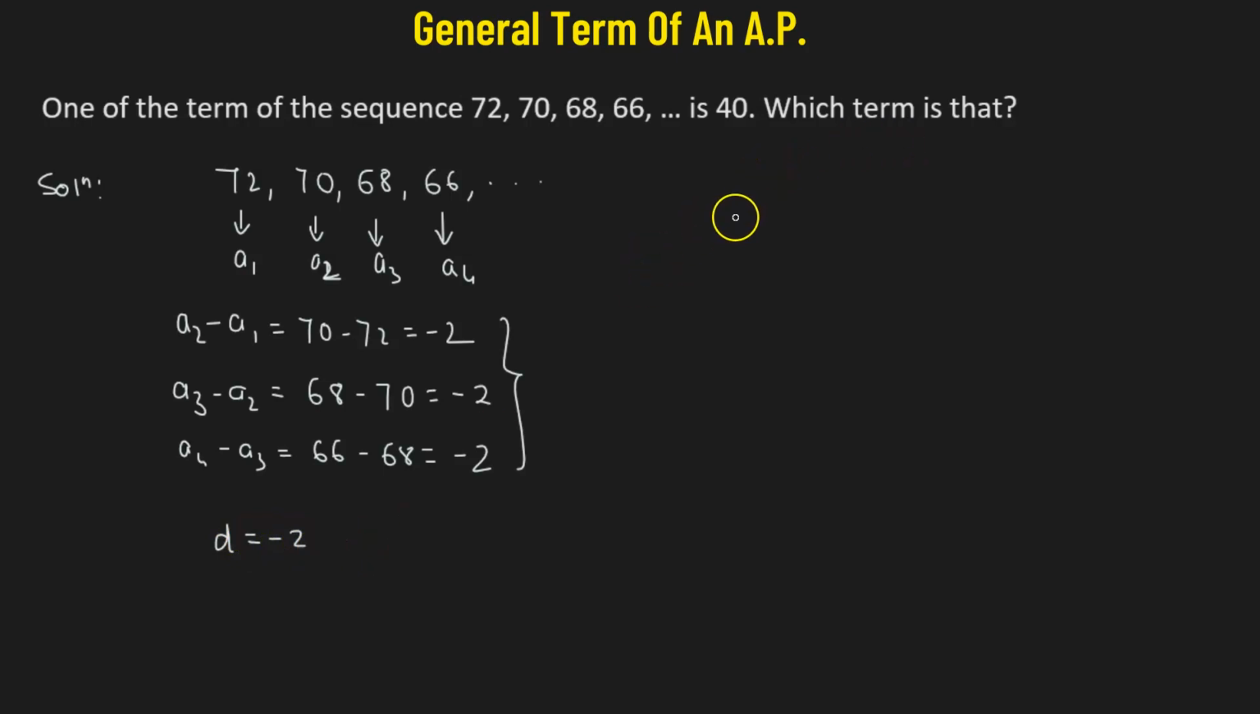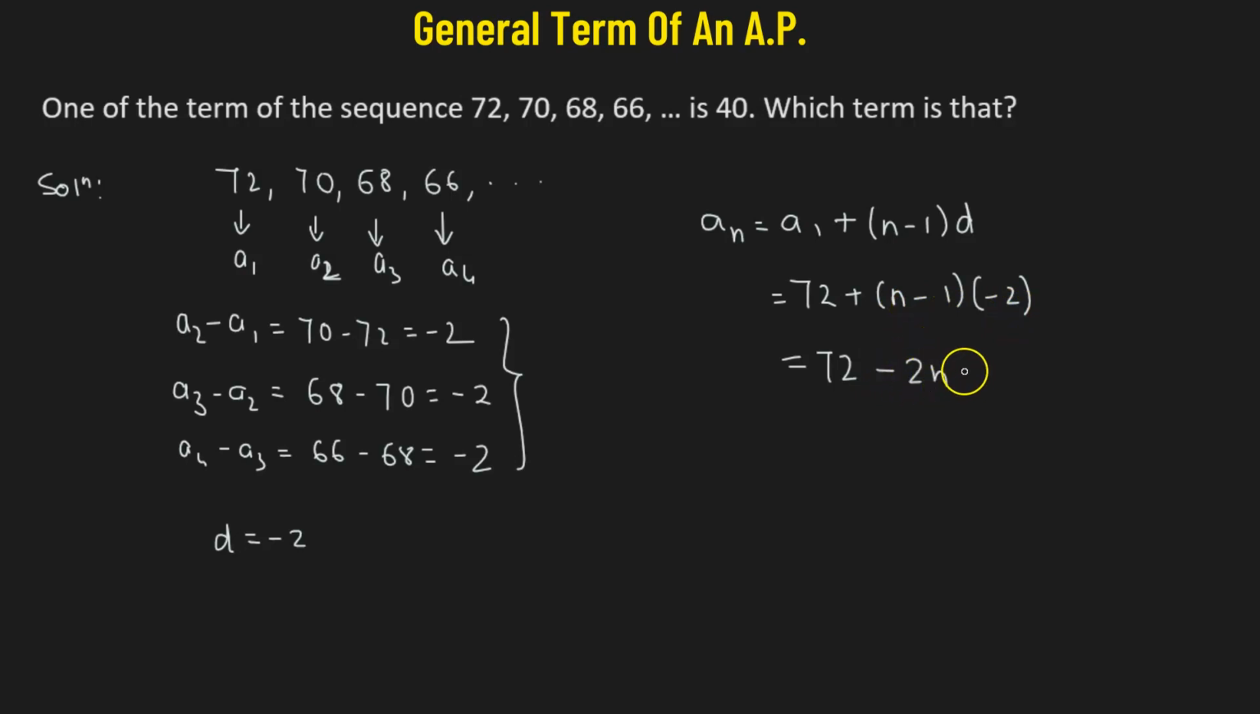Now, let's try to find out the nth term. The nth term is given by A1, the first term, plus n minus 1 times the common difference D. So here A1, our first term, is 72, plus n minus 1 multiplied by the common difference, which is negative 2. That's going to give us 72. So we'll multiply negative 2 by n minus 1. So we have negative 2n plus 2, which will be equal to 74 minus 2n. So this is going to be our nth term.